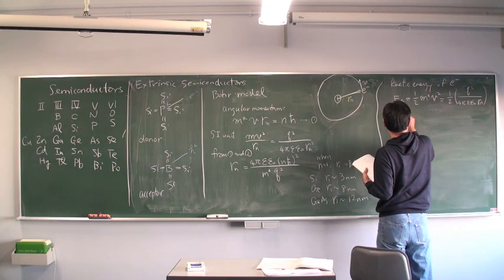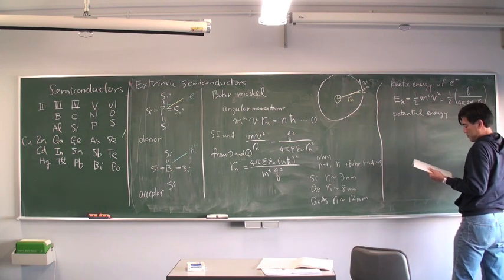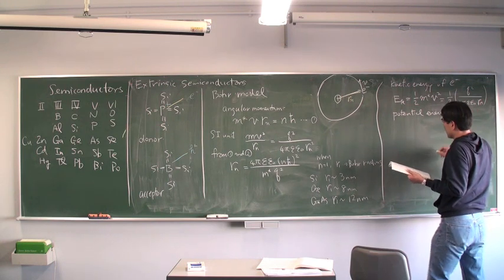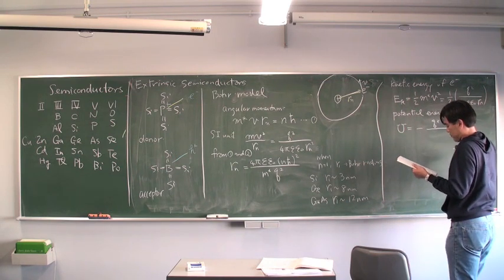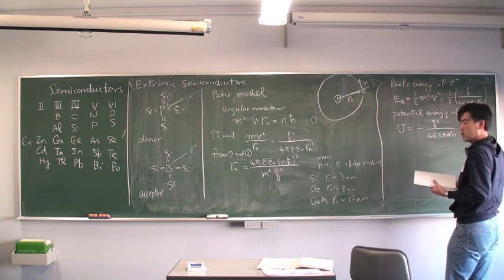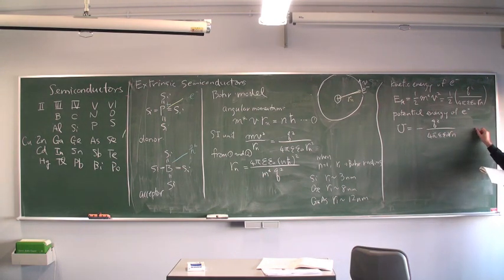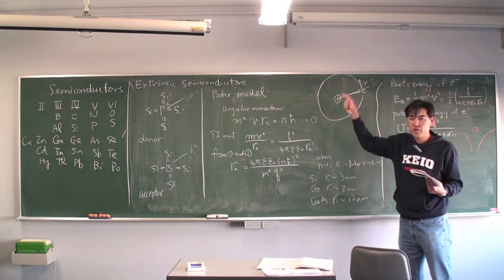Potential energy. Potential energy of electron is U equals minus Q square over 4 pi epsilon. Remember, the potential energy is there because there's a positive nucleus, and the pulling energy is like this, right? As the electron gets closer to the plus, it gets pulled in more. So it's just a Coulombic potential energy. And this kinetic energy is just the kinetic energy of the moving electron.